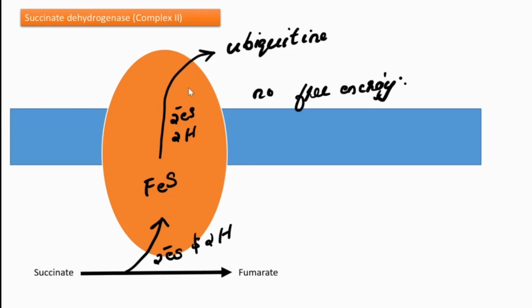Next, complex 2. If the electron donor is FADH2, then the electrons are passed through complex 2. Complex 2 acts as a transporting center of electrons whenever FADH2 acts as the electron donor. The electrons pass through this complex and are transferred to another molecule of ubiquinone. And here there is no free energy released. As there is no free energy, it is not possible to translocate any proton from the matrix to the intermembrane space here.